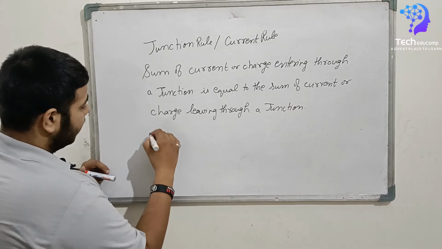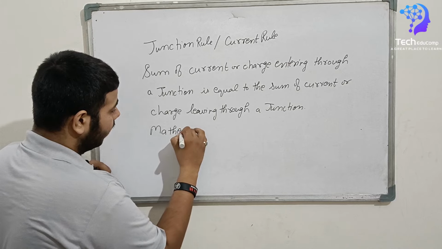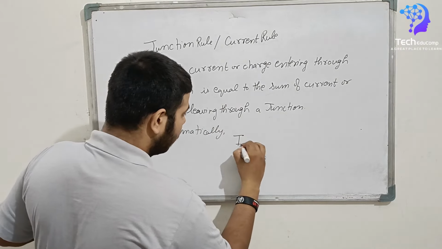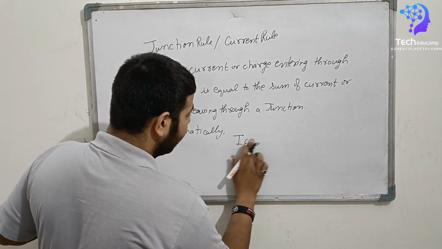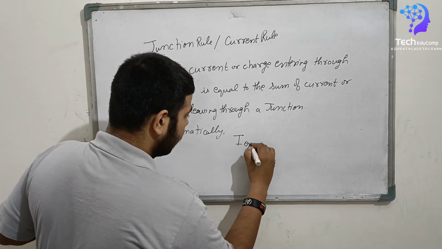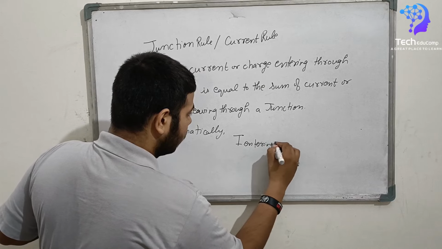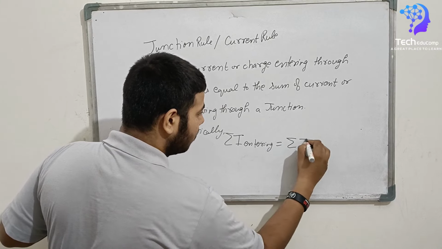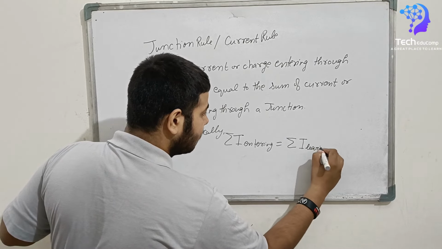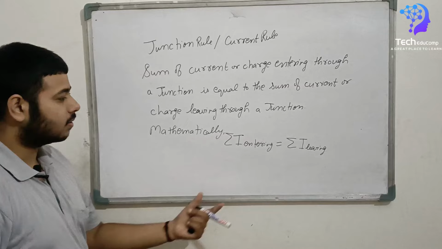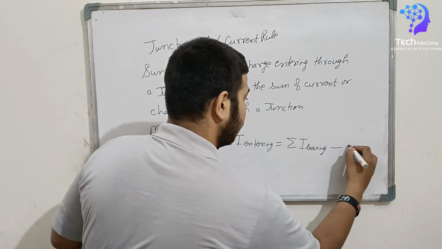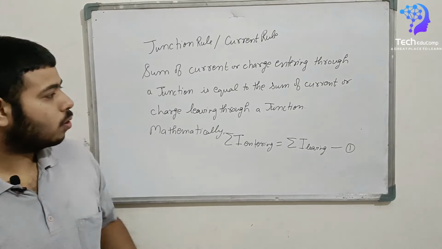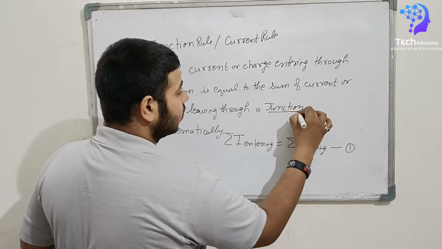Mathematically, I can write this as: the sum of I entering is equal to the sum of I leaving. This I can say is equation number 1. So this is the definition. Here you can see a term, that is a junction.